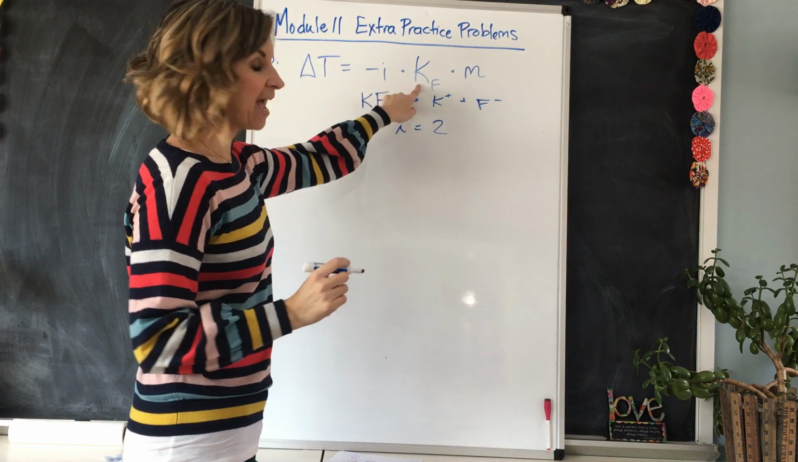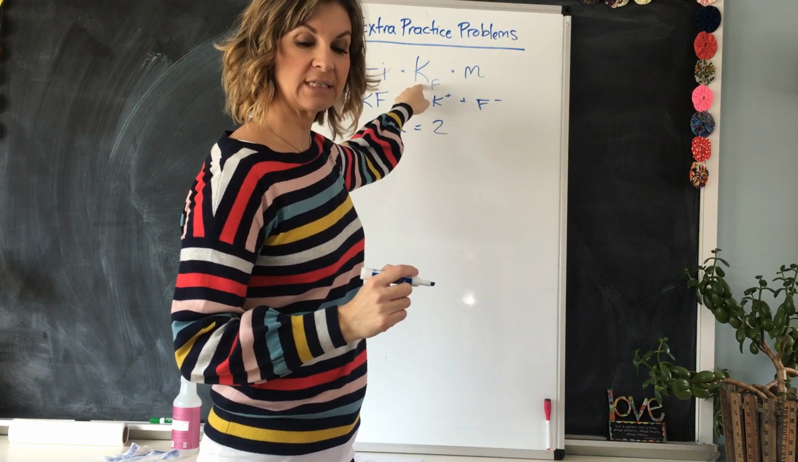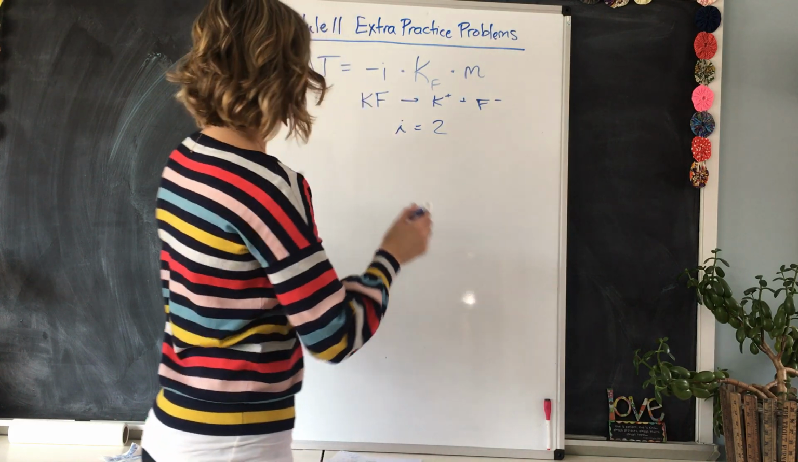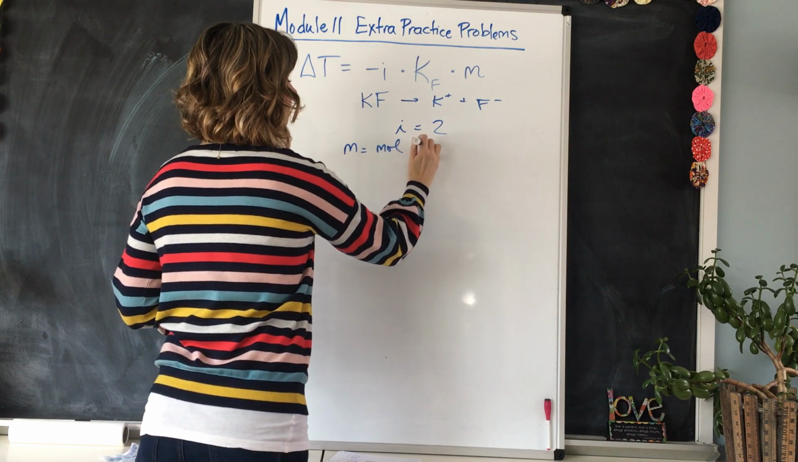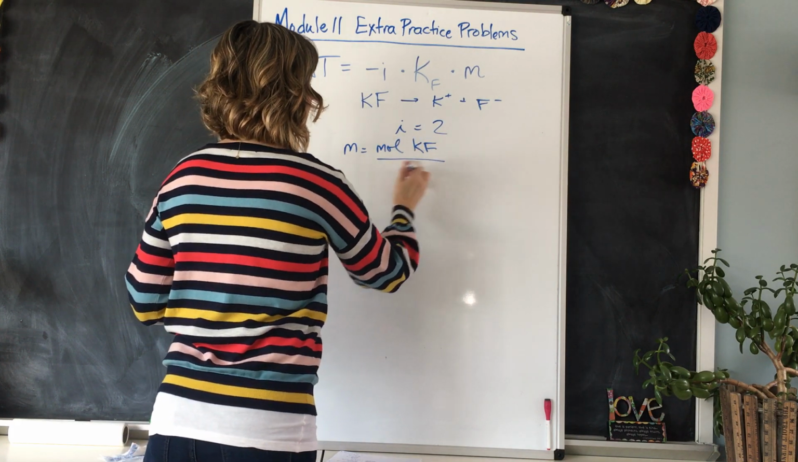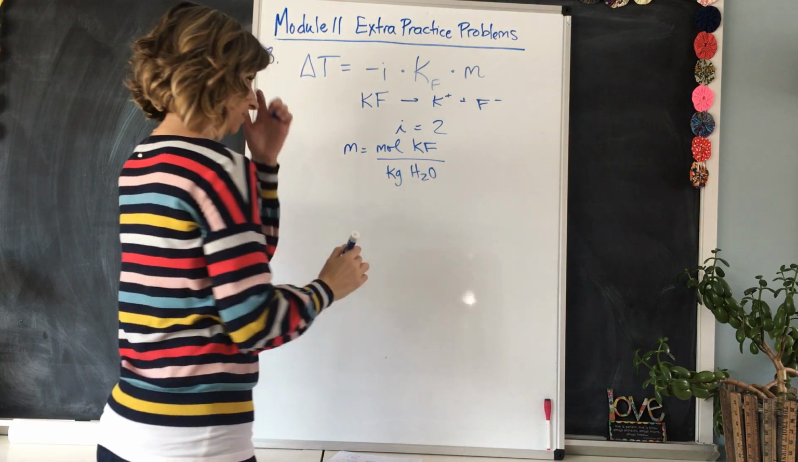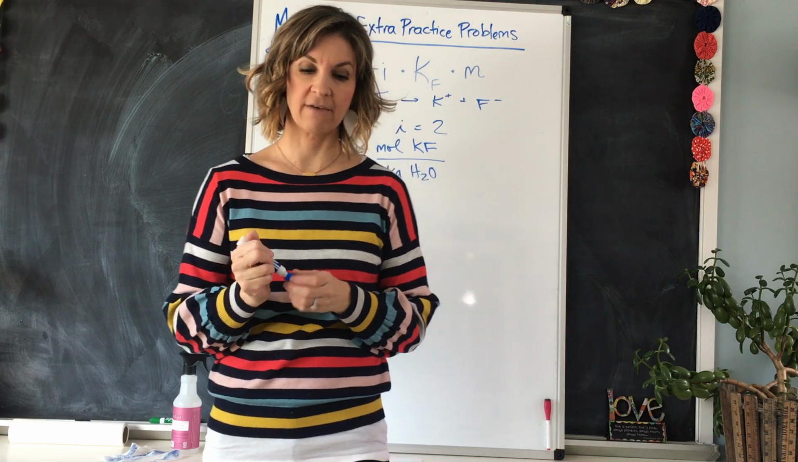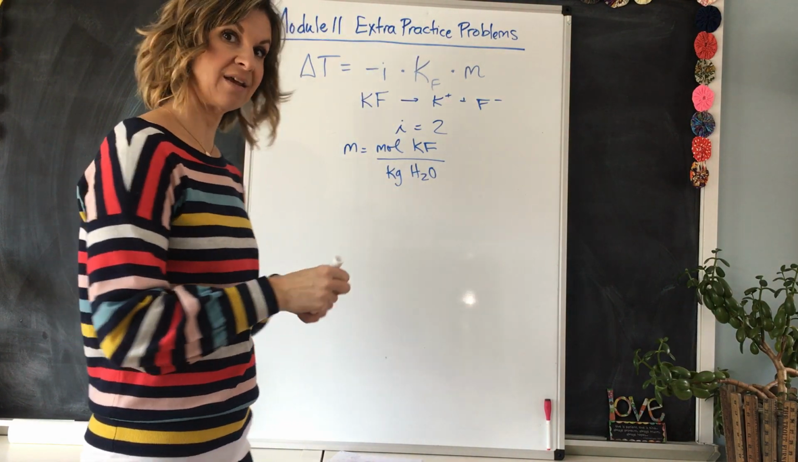All right, Kf is given to us at the top of the page. It's 1.86 degrees Celsius per molality. So now we just have to figure out molality. Molality equals moles of KF divided by kilograms of water in this case. So how many moles of potassium fluoride do we have? Well, we know how many grams we have. We have 10 grams, so we have to convert that to moles.